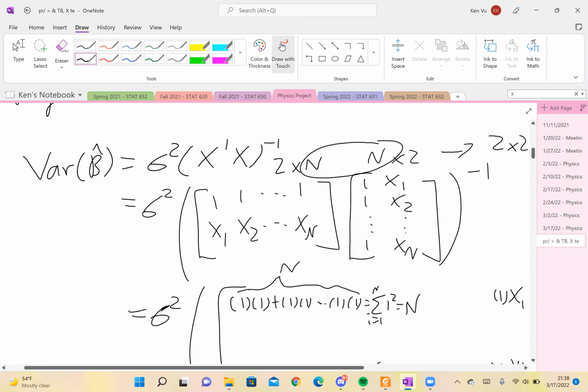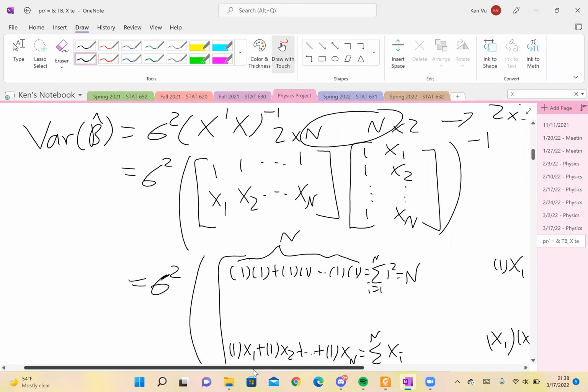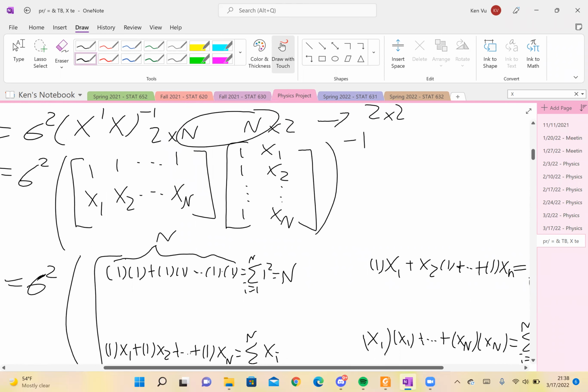Since X transpose is 2 by n and X itself is n by 2, the inner dimensions agree, so the resulting matrix would be 2 by 2. Since our resulting matrix is 2 by 2, let's figure out the elements for this 2 by 2 matrix. For the first element in the first row, first column, you want to take the first row of X transpose and multiply it with the first column of X. So you take each element in a row and multiply it with the column element in the other matrix.